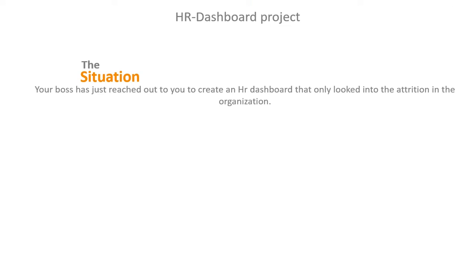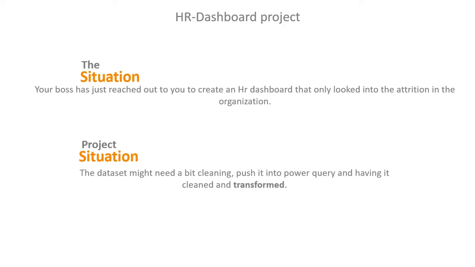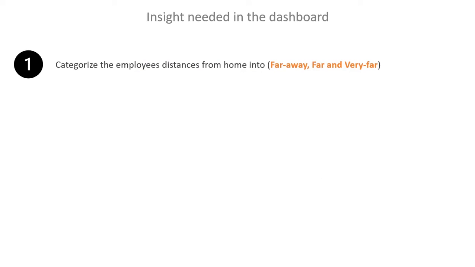Here is the situation. Your boss has just reached out to you to create an HR dashboard that only looked into the attrition in the organization. The dataset might need a bit of cleaning. Push it into Power Query and have it cleaned and transformed. So number one thing you have to do with the data is to categorize the employee's distance from home into far away, far, and very far.